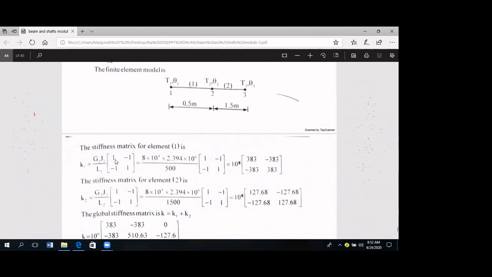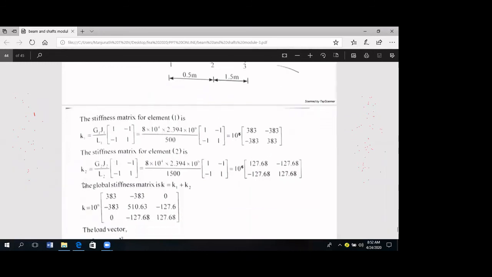Substituting the G and J values, you get the elemental stiffness matrix 10 to the power of 6 times [383, minus 383; minus 383, 383]. Similarly K2, the elemental stiffness matrix for the second element. Substituting G and J values, they remain the same for the second element also. Only the L2 value changes, that is 1500 millimeter. As you simplify it, you get 10 to the power of 6.